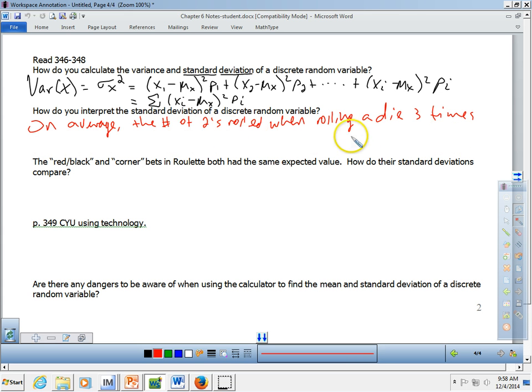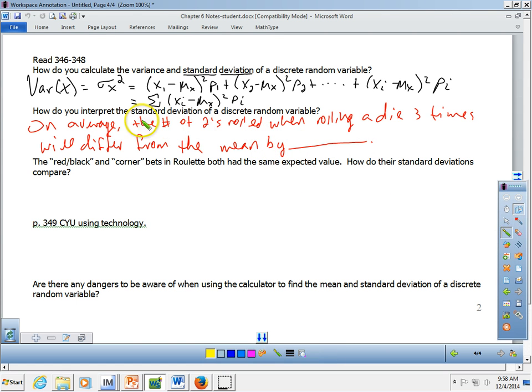On average, the number of 2s rolled when rolling a die 3 times will differ from the mean by whatever that standard deviation is, right? And so your context comes from whatever your process is.